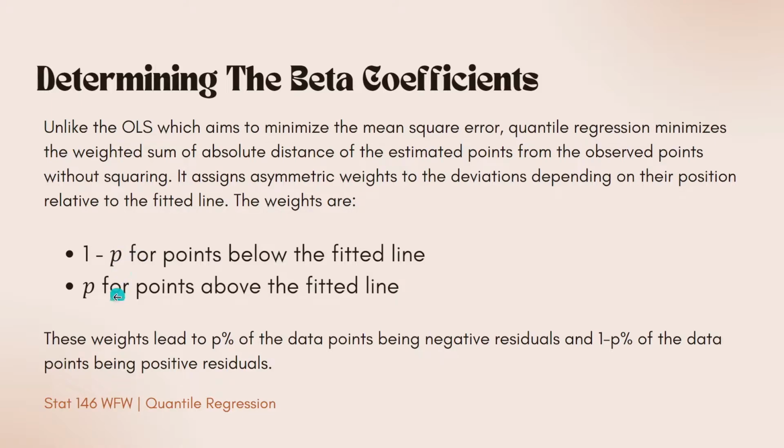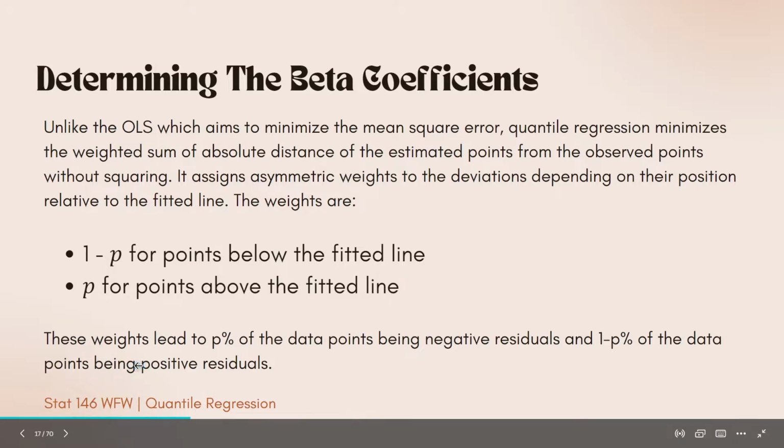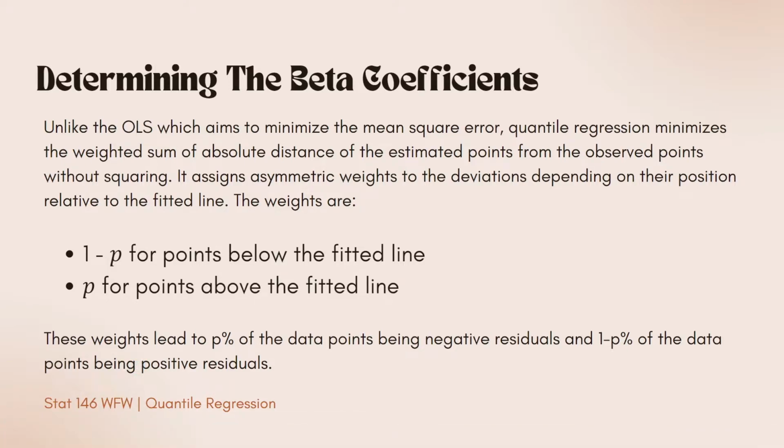These weights lead to p% of the data points being negative residuals and 1 minus p% of the data points being positive residuals. So for example, if we were to consider the quantile p equals 0.10, then errors below the line are given a weight of 1 minus 0.10, which is equal to 0.9, while errors above the line are given a weight of 0.10. As a result, 10% of the observations have negative residuals, while 90% have positive residuals.